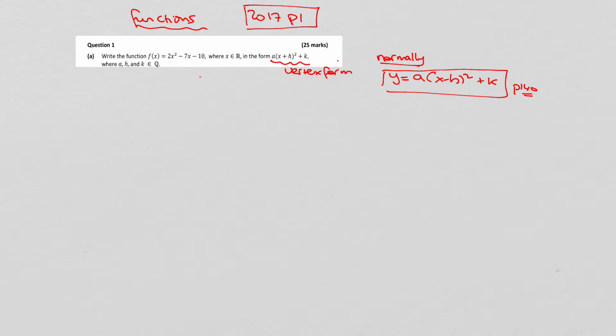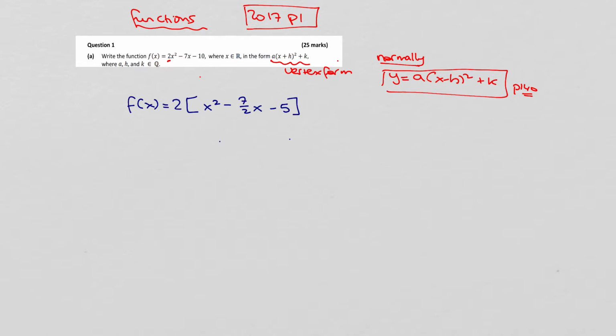So first of all, how do we write it in perfect square form? The first thing we have to do is, when we're doing it in the perfect square form, we always have to check that the coefficient of x squared is 1. And in this case, it's actually not, it's 2. So our first step is to take out 2 as being common. And that leaves us then with x squared minus 7 over 2x minus 5.